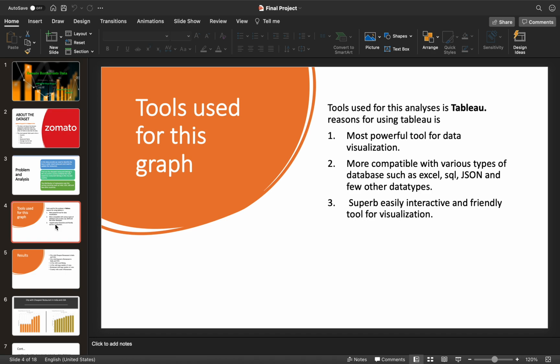Next is the tool used for this graph, and the tool I used is Tableau. The reason for using Tableau is that it is compatible with various databases like SQL, Excel, JSON, and a few others. It is a very powerful tool for data visualization, easy to interact with, and a friendly application.